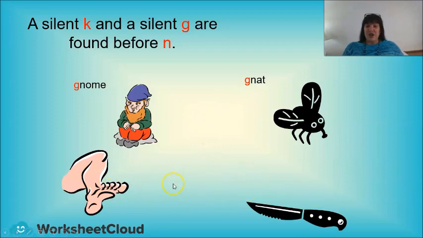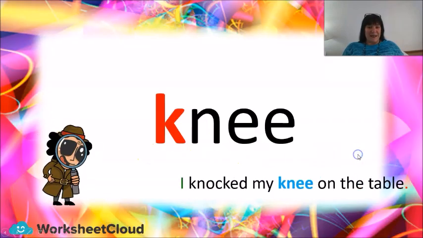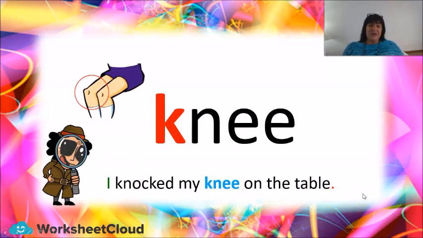Now the two that I want you to concentrate on are knee. It's got a silent K in front of the N. And knife. So the silent K comes in front of an N in some words. Not all words. That's why I say it gets pretty confusing. But in front of knee and knife. We'll have a look for a few more. Knee. There's the word knee. I knocked my knee on the table. Ouch! It was very sore. So remember that the word knee has a silent K in it.